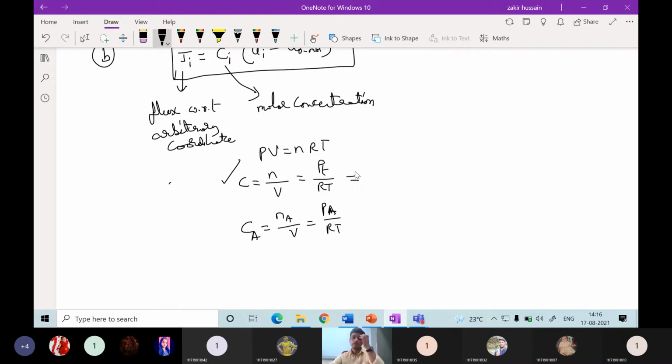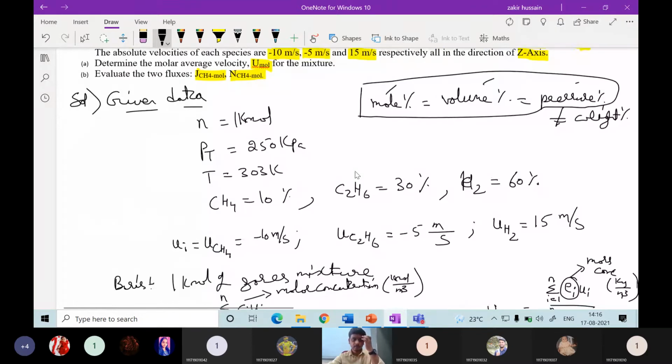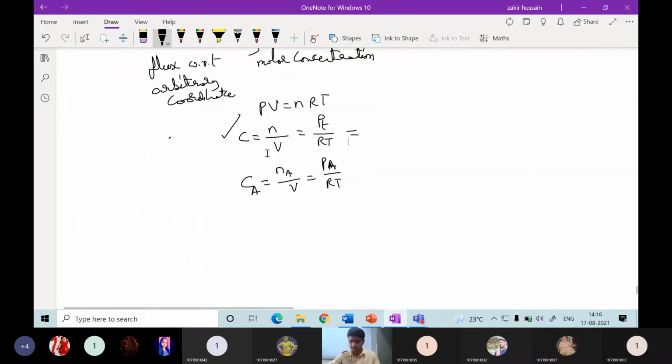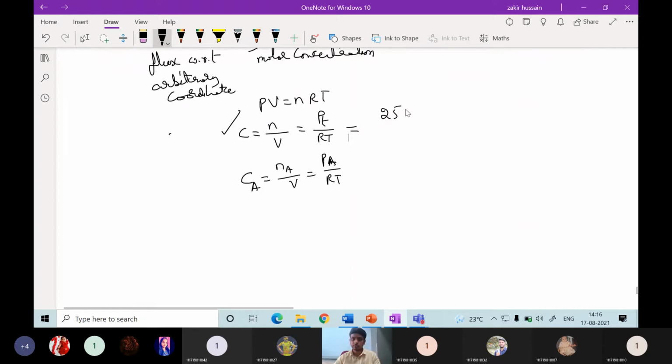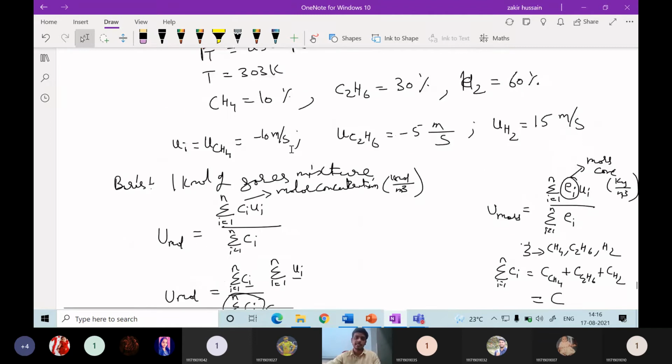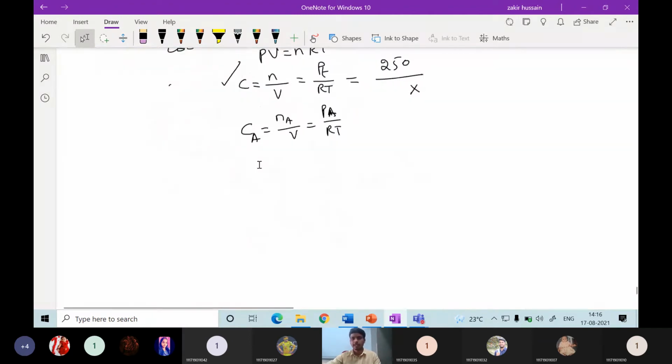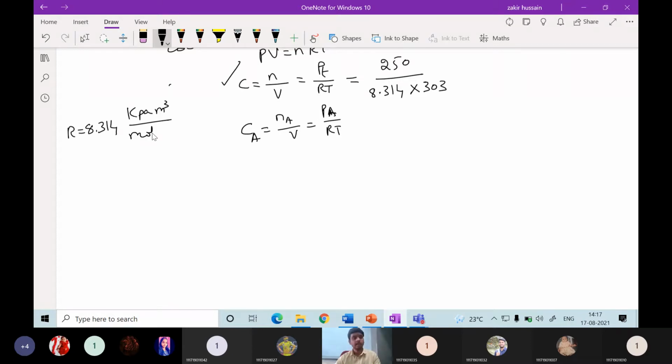So PT, they have given, total pressure is 250 kilopascal, divided by R value. What R value will we use here? T is equal to 303 degree Kelvin. What R value in kilopascals and Kelvin we have to substitute? That is 8.314 kilopascal meter cube per mole degree Kelvin.